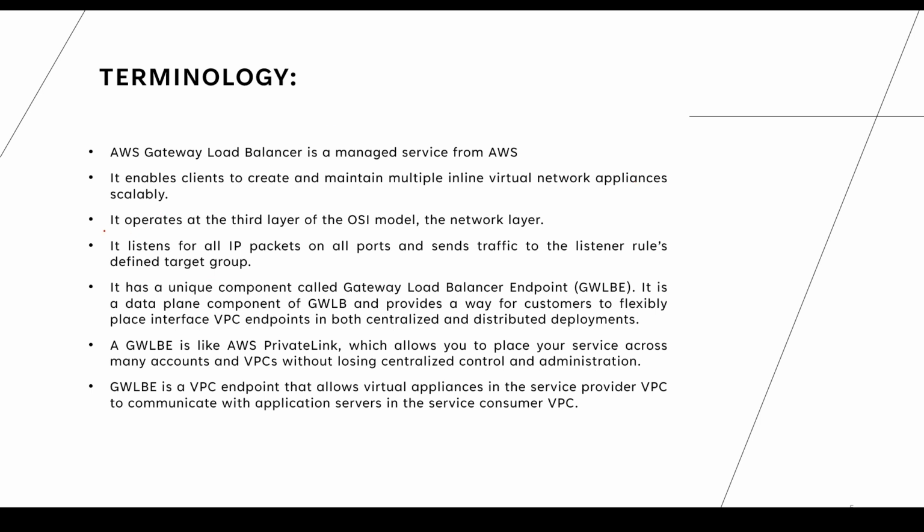This gateway load balancer operates at the third layer of the OSI model, right? So what is the third layer? I think it's the IP layer. So it works at both the IP layer, L3, and L4, it operates at both, okay? It listens to all the IP packets on all the ports and sends traffic to the listeners defined in the target group, right? So we'll see that, okay?